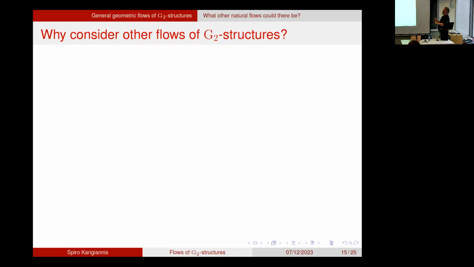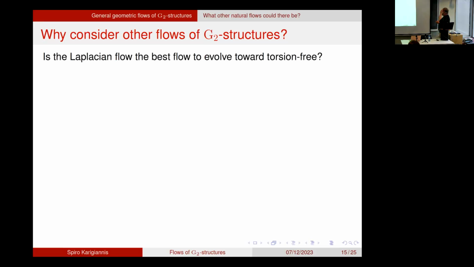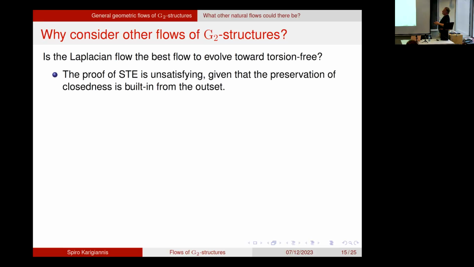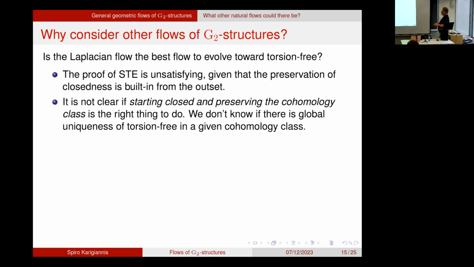So I told you about the Laplacian flow, the coflow, the modified coflow, the isometric flow. Why? It seems like a big zoo of flows. Why should we look for more? What I would say is it's not clear yet that the Laplacian flow is the best flow to evolve towards torsion-free. It's the best in the sense that it's had the most success so far, and it is modeled on Joyce's elliptic result. So there's a reason to consider it. But I'll give you a couple of reasons why I think we should keep looking, maybe. One is that the proof of short-time existence, to me at least, is unsatisfying, given that we build in preservation of closedness from the outset.